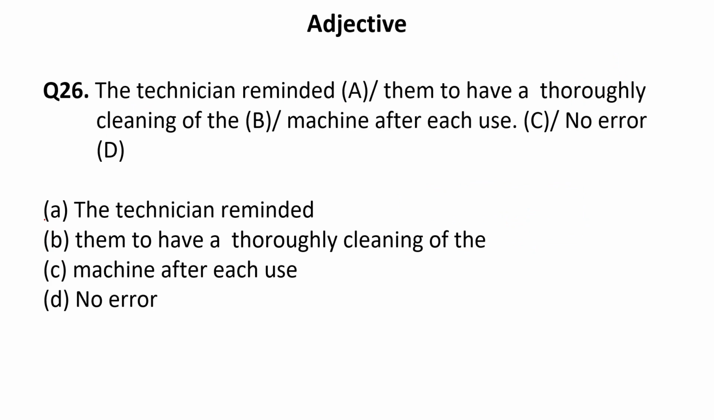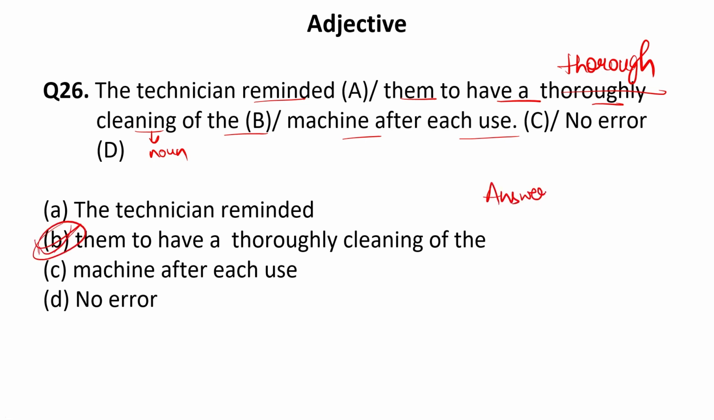Now let us move to the next one. The technician reminded them to have a thoroughly cleaning of the machine after each use. Now cleaning is noun or a gerund. So whenever there is a noun, it should be qualified by an adjective. So this thoroughly word is incorrect. It should be replaced with thorough. Therefore, the error is in part B. So our answer is B. This thoroughly should be replaced with thorough cleaning.